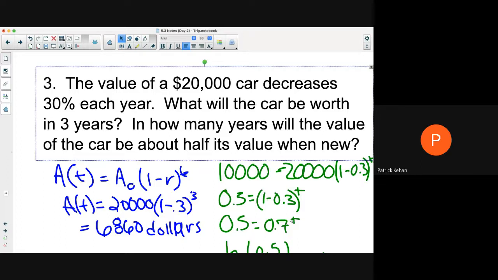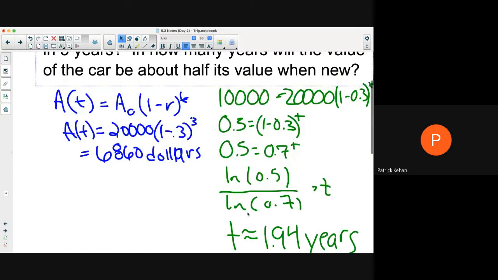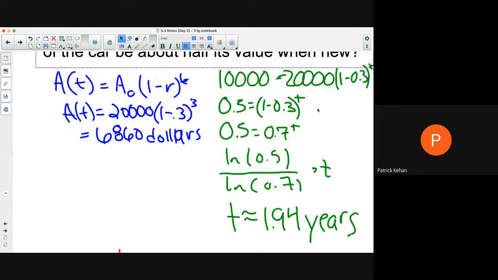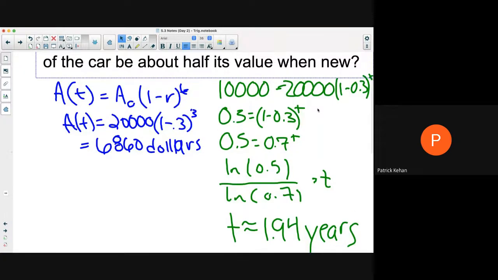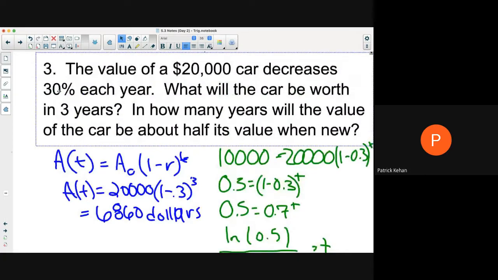And at this point, since we're solving for this exponent, we're not going to use guess and check. We're going to go straight to the logarithm, right? If you remember from the earlier example, to solve for t here, you're going to take the natural log or log of 0.5 and divide it by the natural log or log of 0.7, and that'll approximate the amount of time it's going to take a $20,000 car to decay by half its value. In this particular case, that's only about 1.94 years. This car does not hold its value very well based on the decay rate of 30% per year.